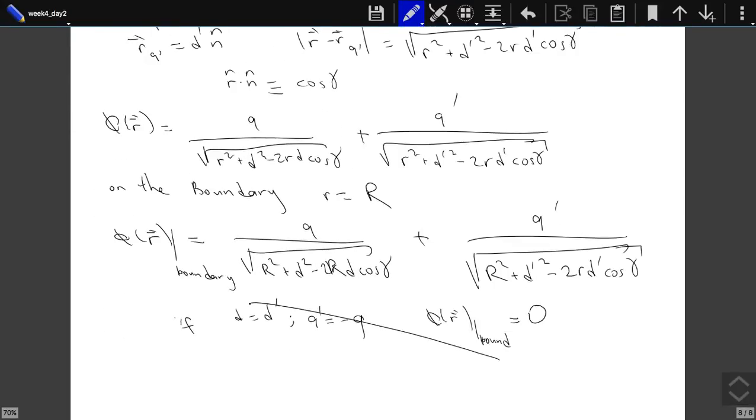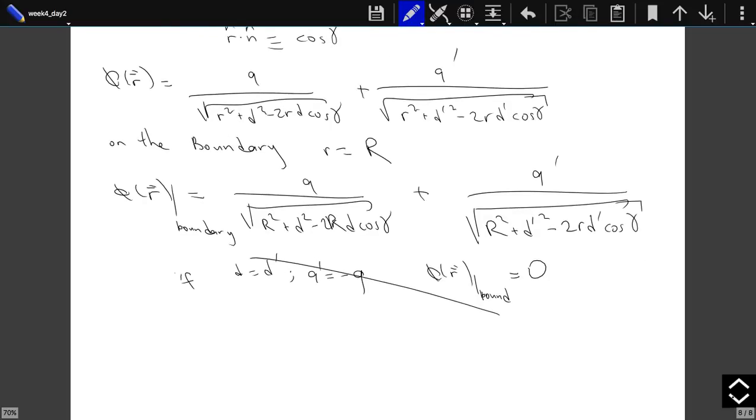This solution basically gives me phi equal to 0 everywhere, so it doesn't satisfy my Poisson equation. The other alternative is, let's say, R is proportional to d prime and d is proportional to R.